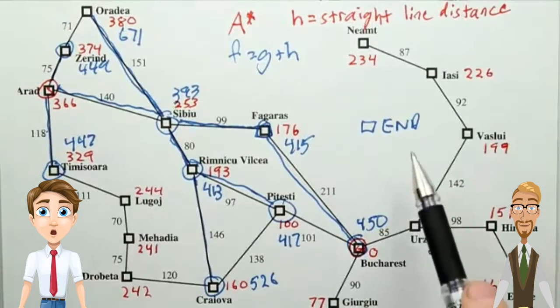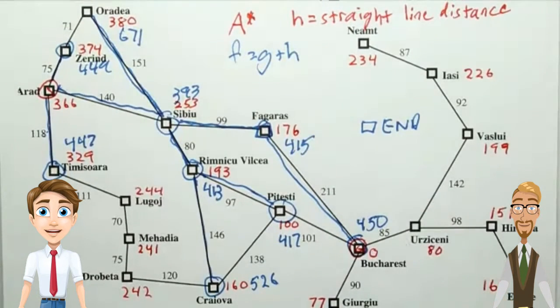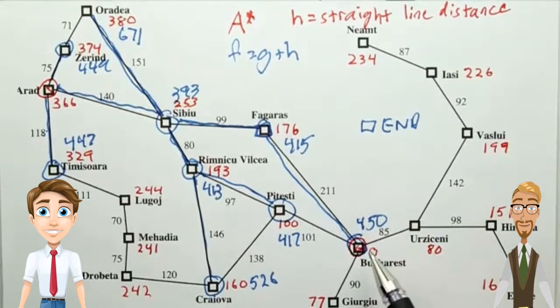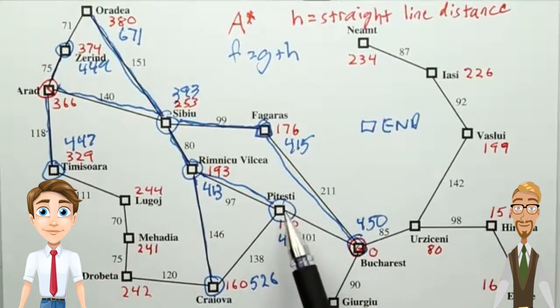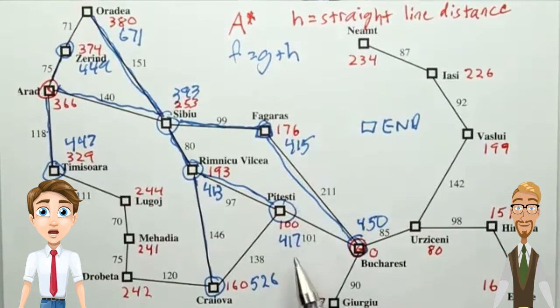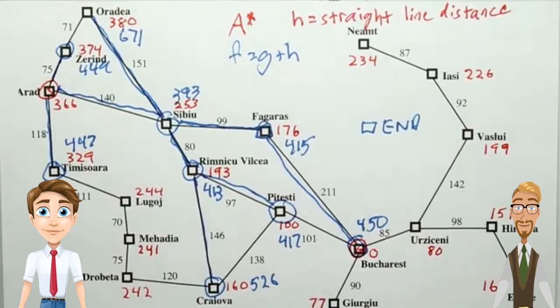The answer is that we're not done yet, because the algorithm works by doing the goal test when we take a path off the frontier, not when we put a path on the frontier. Instead, we just continue in the normal way and choose the node on the frontier which has the lowest value, and that would be this one, the path through Pitesti, with a total of 417. Pitesti is chosen to be expanded with F value 417.